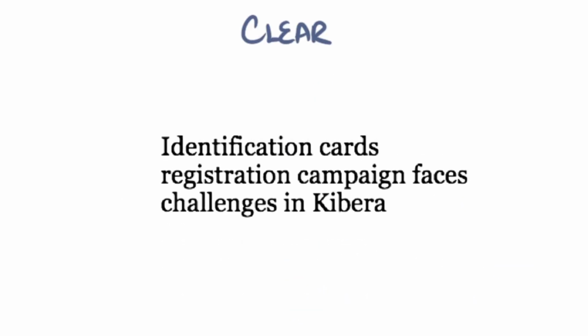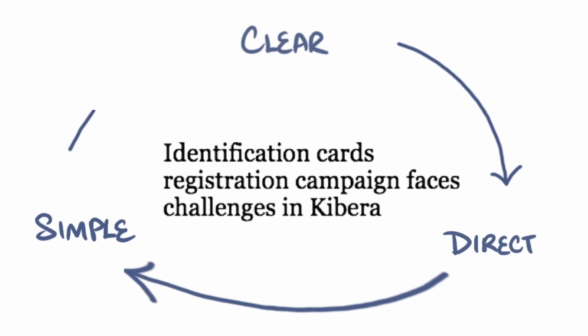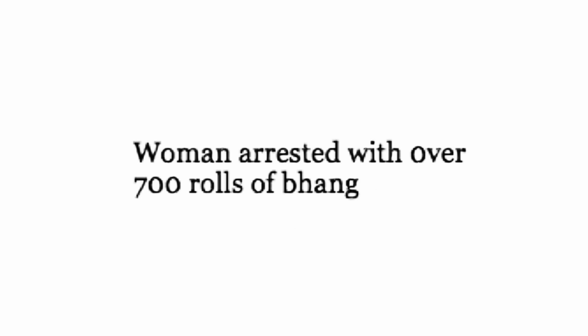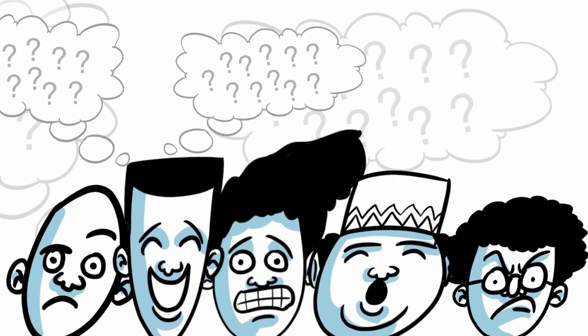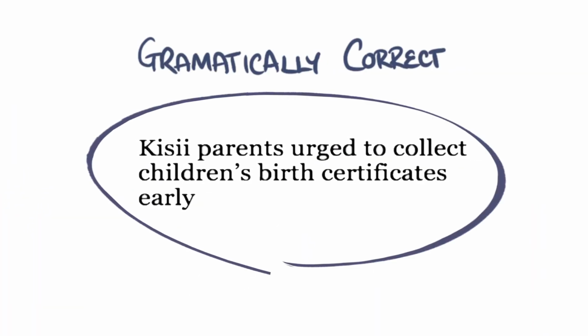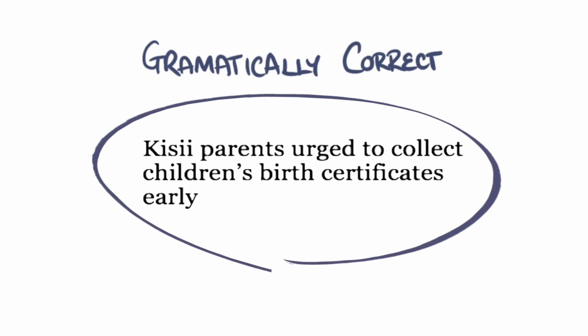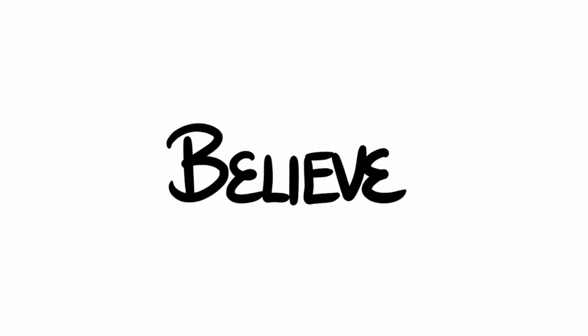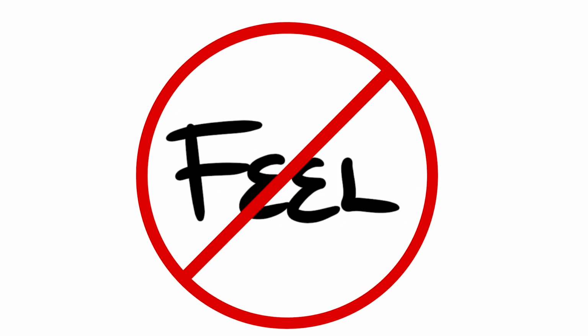A good headline is clear and direct and simple to read. It is relevant to the story it is introducing. It gets the reader to ask questions they will want answers to. The best headlines are often written in present tense. They are also grammatically correct, just like any other sentence you would write. Finally, headlines should show facts. It is not about emotions or things that are not sure.